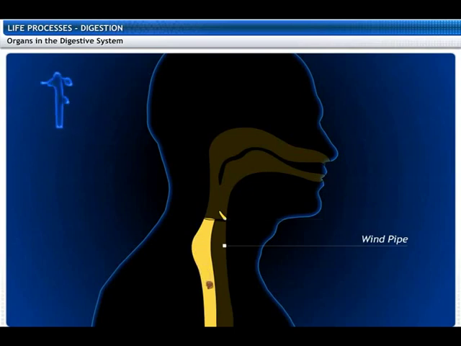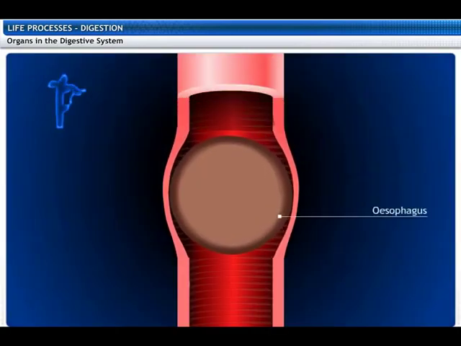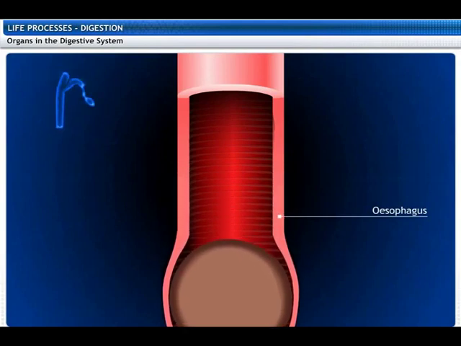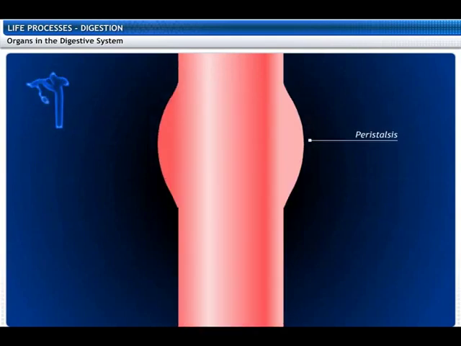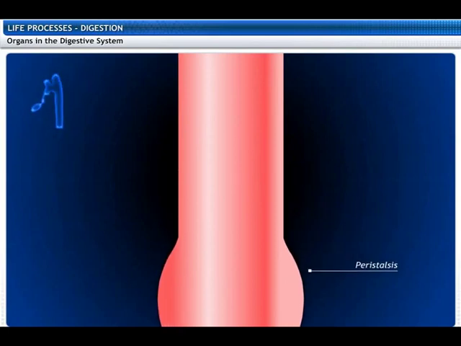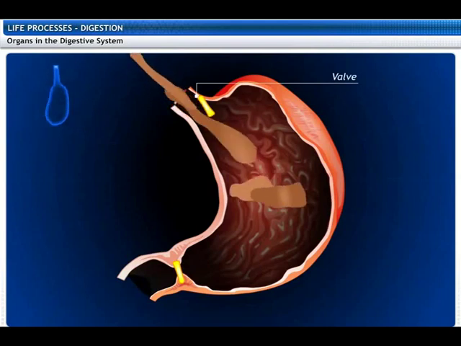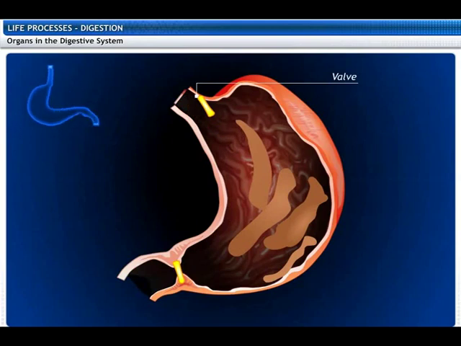Food moves through a narrow tubular muscular organ called the esophagus. The lining of the food canal has muscles that contract and expand rhythmically in order to push the food forward to the stomach. This series of muscular contractions is called peristalsis. At the end of the esophagus, a muscular ring allows the food to enter the stomach and then closes.